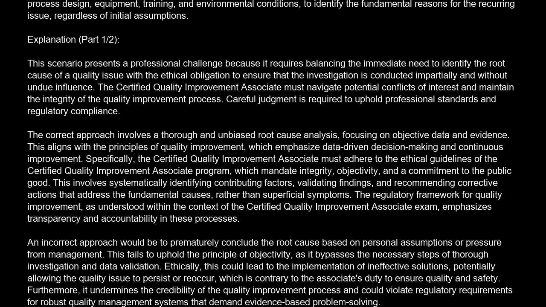This involves systematically identifying contributing factors, validating findings, and recommending corrective actions that address the fundamental causes, rather than superficial symptoms. The regulatory framework for quality improvement, as understood within the context of the Certified Quality Improvement Associate exam, emphasizes transparency and accountability in these processes.